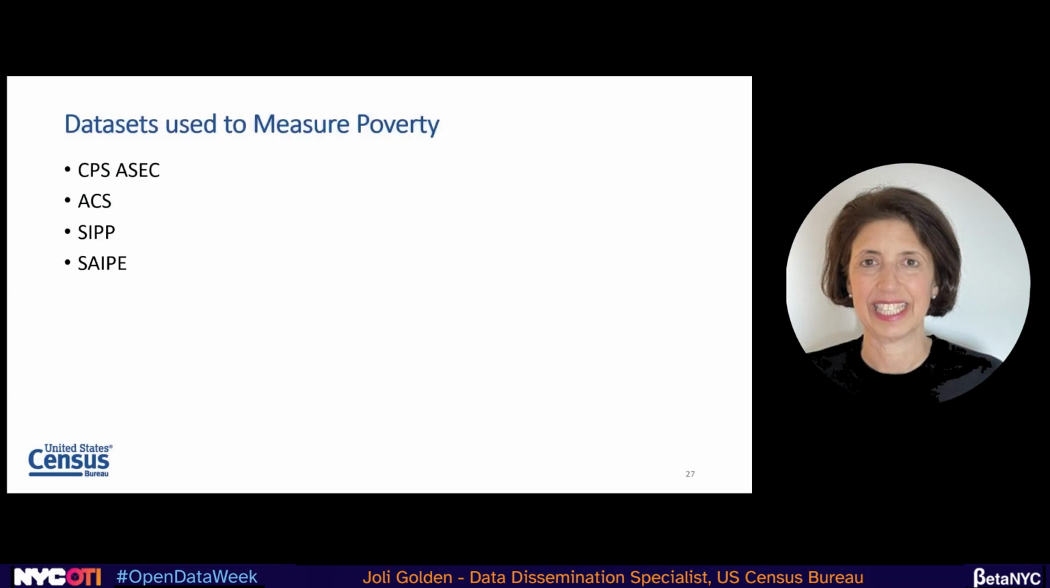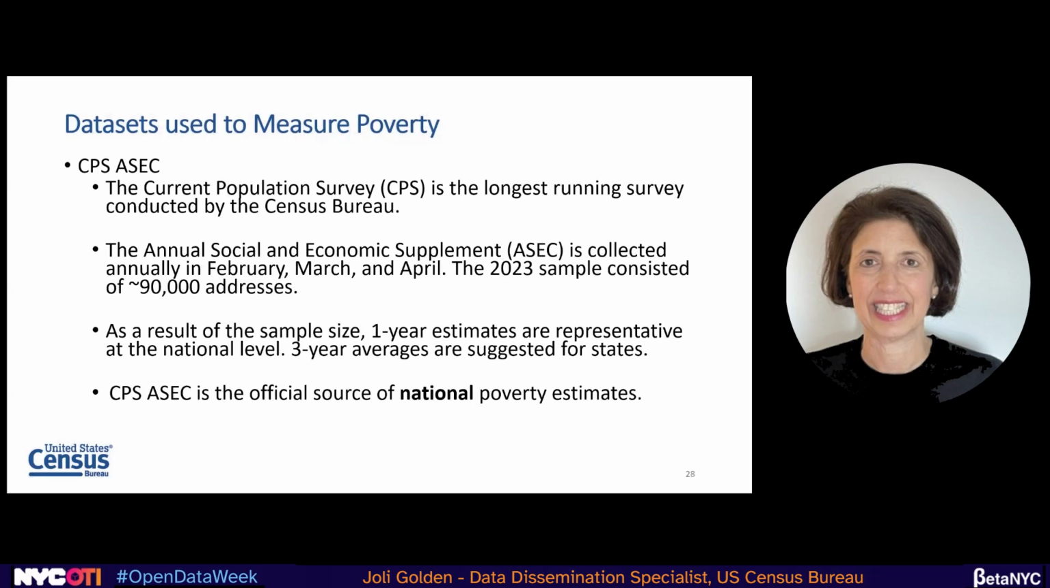So now let's get into the different data sets. So we love acronyms at the Census Bureau, but I'm going to unpack the acronyms for you. We're going to talk about the CPS ASEC, the American Community Survey, the Survey of Income and Program Participation, and the Small Area Income and Poverty Estimates. These all roll off my tongue because I've been learning about them for the past 6 years. But just stick with it, and hopefully you'll find the data set that's best for your needs in terms of poverty.